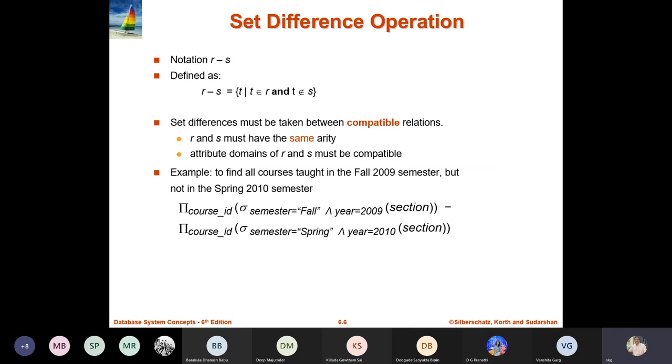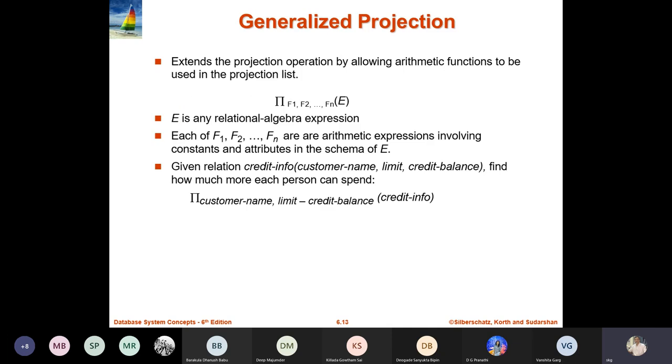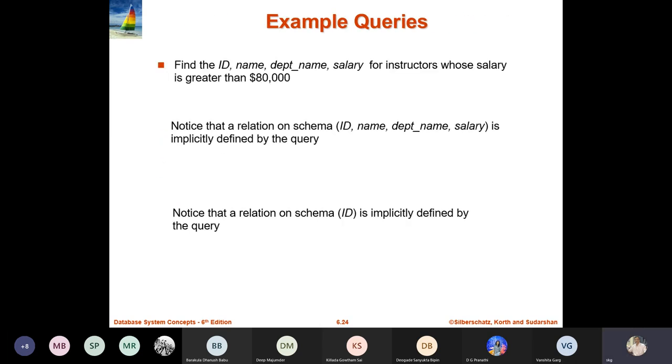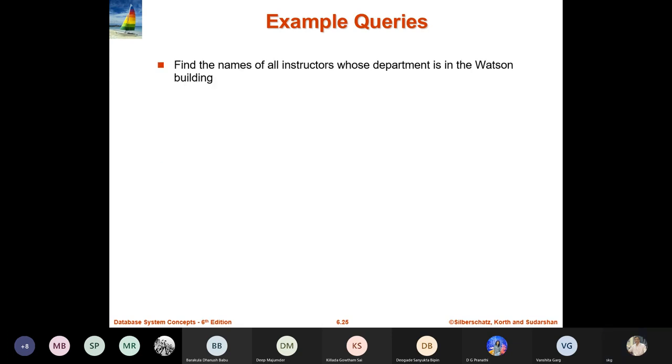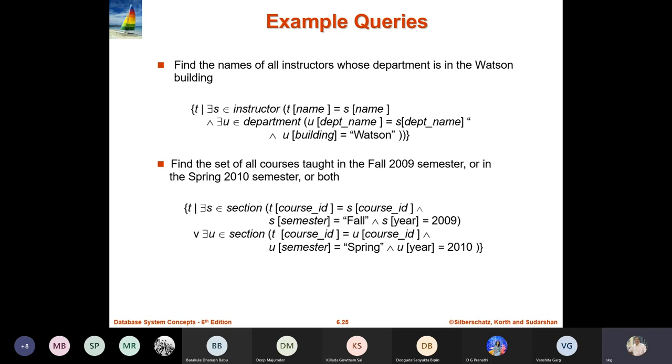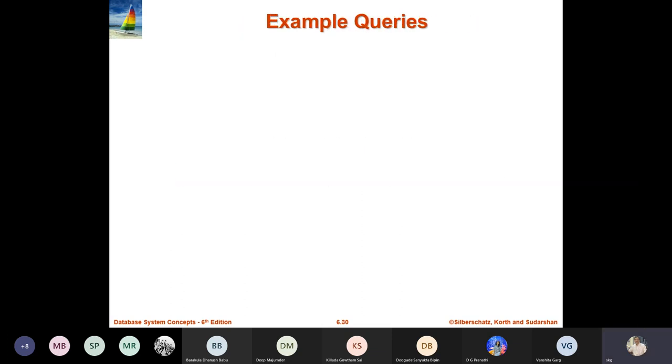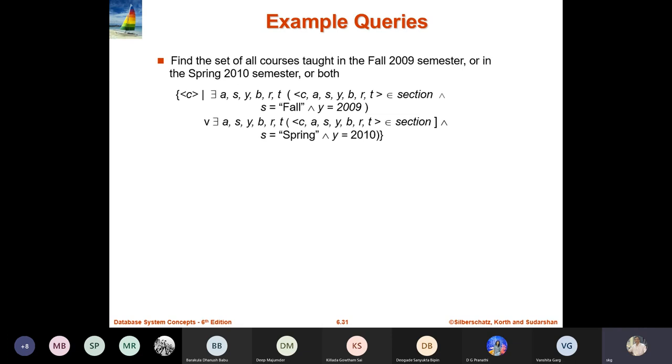Right? The same thing when we represent it in the tuple relational calculus is represented in this form: find the set of all courses taught in fall 2009 semester or in spring 2010 semester or both. So it is represented as a tuple. The same query in the domain relational calculus is represented using the domain variable. That means the course C, which is taught in both fall 2009 and spring 2010.